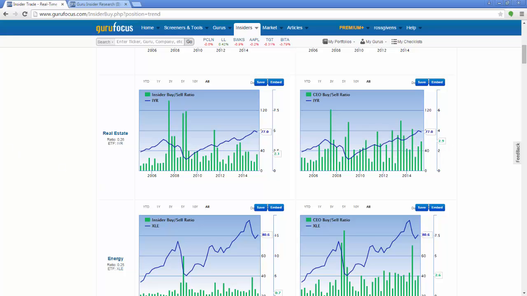When we look at real estate, they saw this little dip as a little dip and had no idea that '08 was coming. But hey, this thing bottomed out and they were buying like crazy once again. Happened again when it pulled back here in '11. And roughly the same thing on the CEO side.